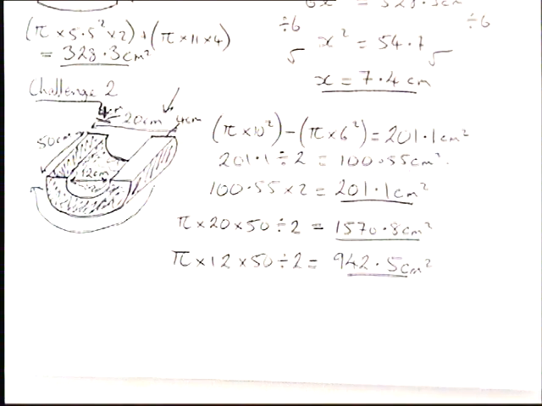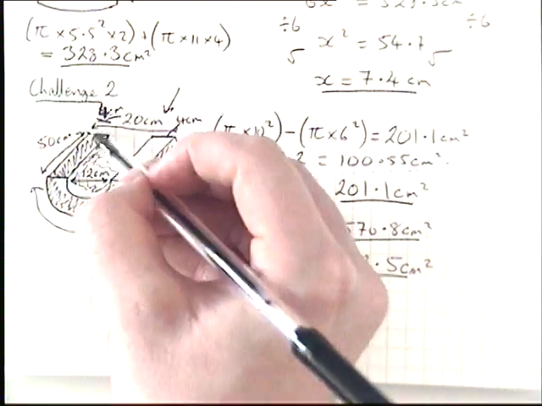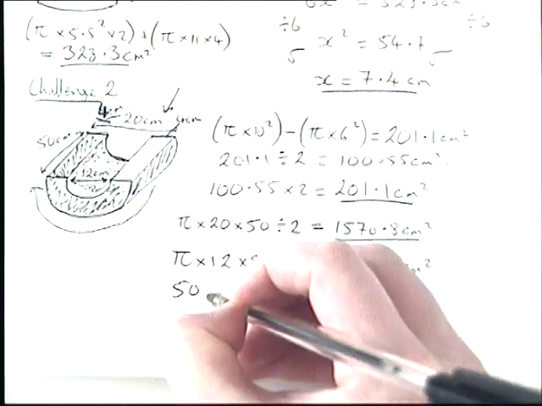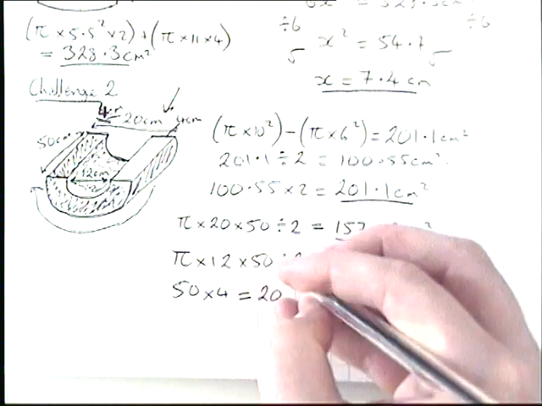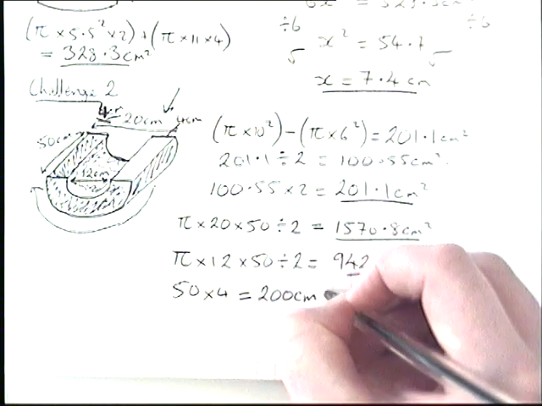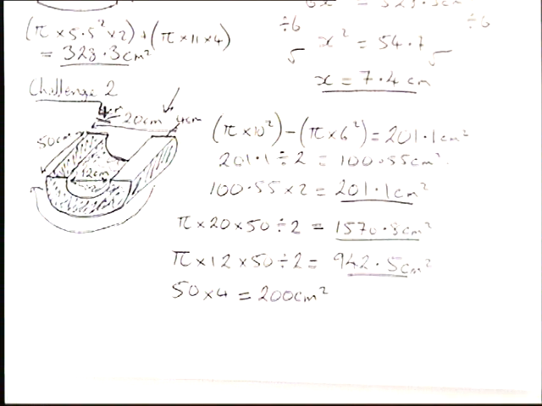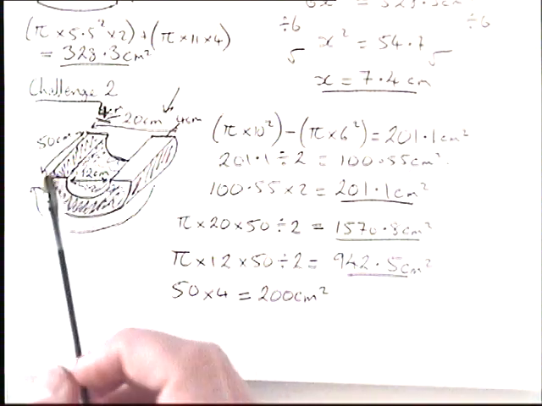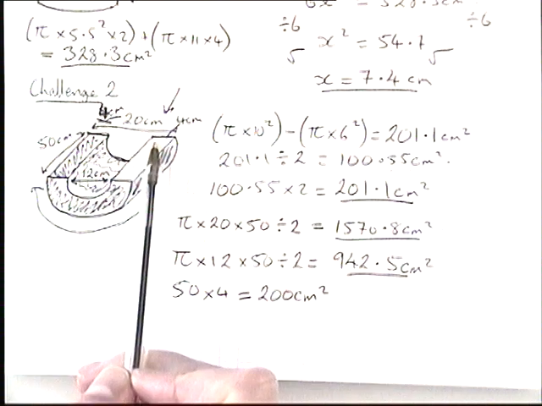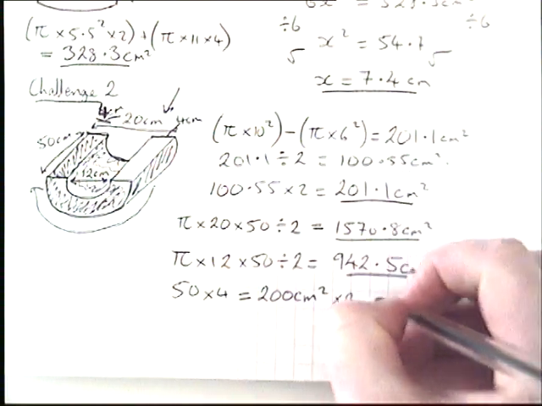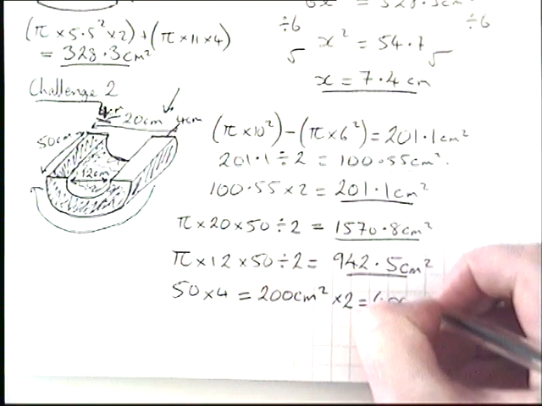So now we're just essentially finding the area of a rectangle. We've got 50 times 4, which is 200 centimeters squared. And of course, we've got 2 of those. We've got this one here, and we've got this one here. So we're going to times that by 2 to give us 400 centimeters squared.